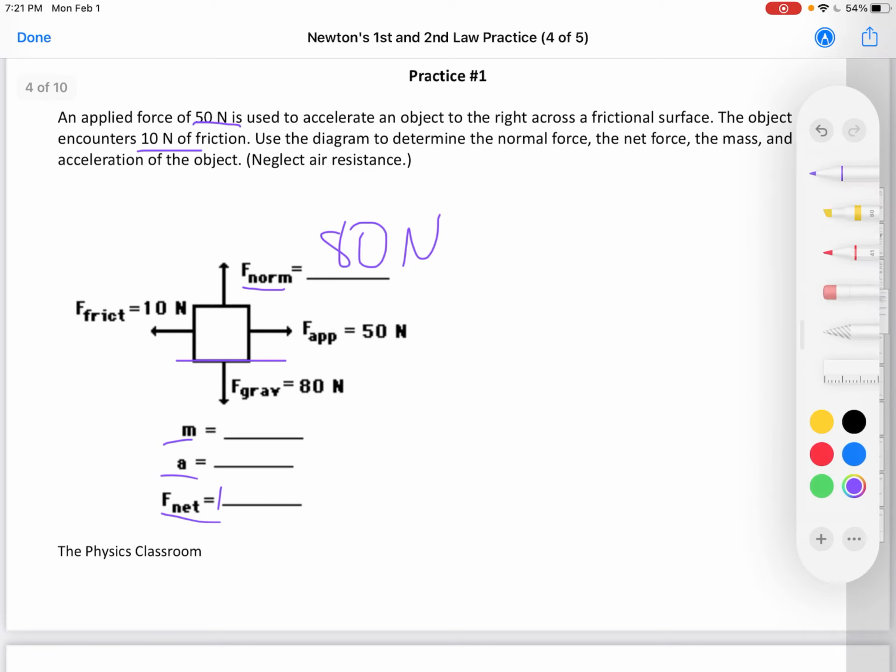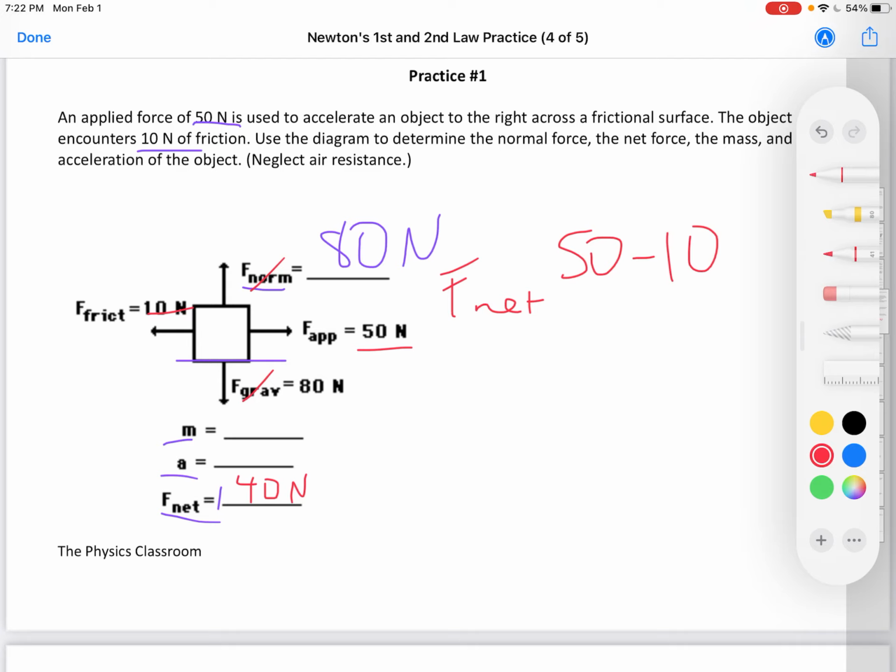Okay, so think about this. When we're talking about net force, these two forces cancel each other out because they're the same amount, right? So now we just have 50 newtons and 10 newtons. That 10 newtons is pushing the opposite way of the force that was applied. So if we want force net, we just do 50 minus 10. So you end up with 40 newtons. And don't forget your units. So important.